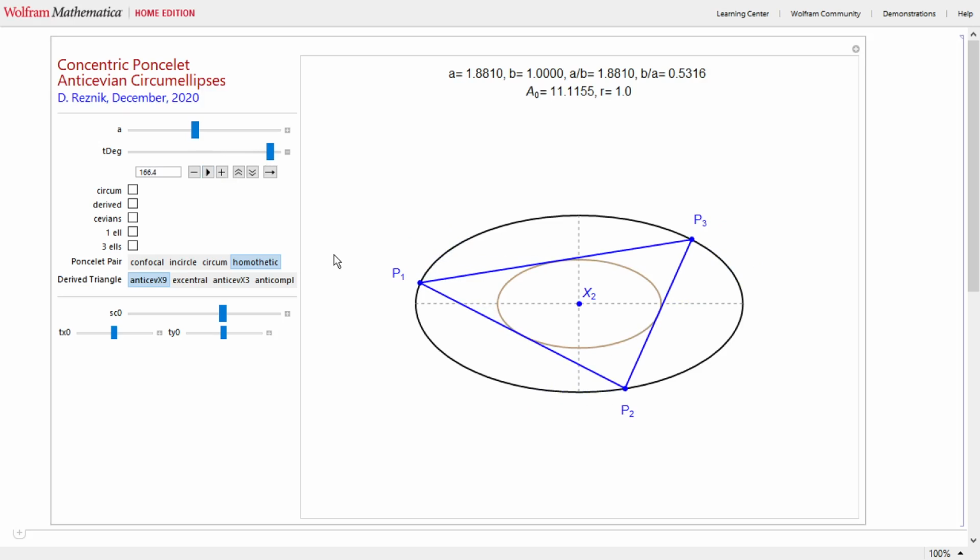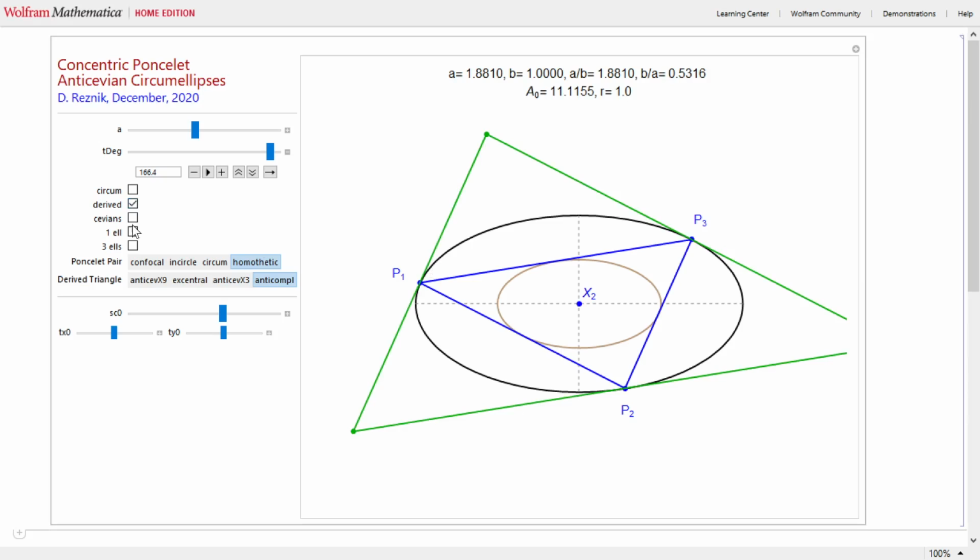Now, what is the anticevian triangle with respect to x2? That's precisely something called the anticomplementary triangle.